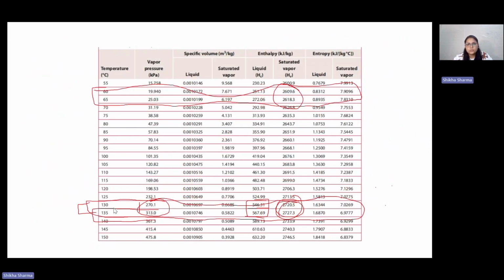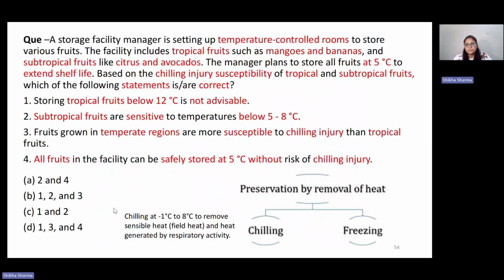Okay, so let's move to the next question now, which is about the preservation by removal of heat, which is basically chilling or freezing. So chilling is basically done at -1 to 8 degrees Celsius so that the sensible heat or the field heat can be removed, and the heat generated due to the respiratory activity can also be removed.